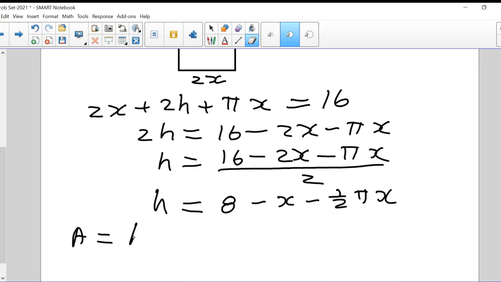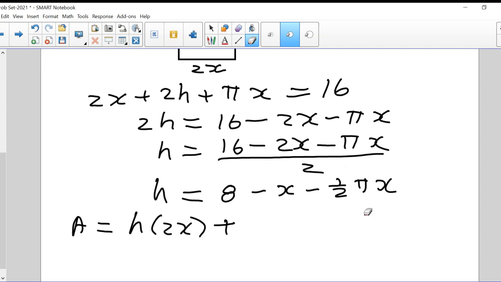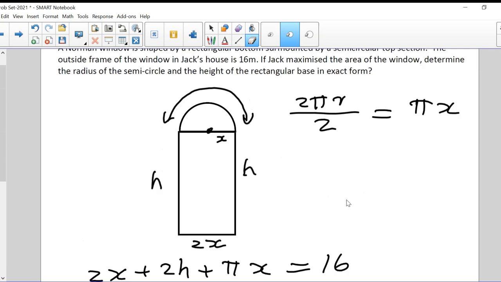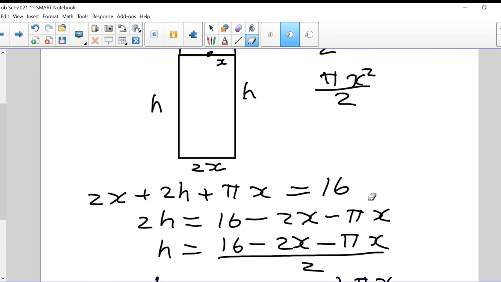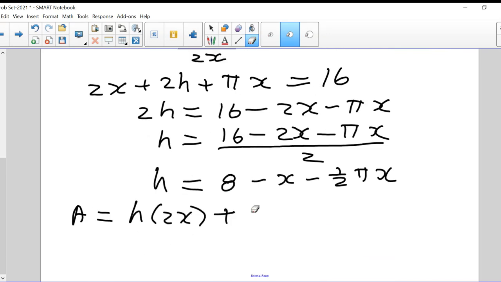plus, if you go back to the diagram, the formula for the area of a circle is, of course, pi r squared. We're going to say x in this case, pi x squared divided by 2, right? So that means I'm going to take the pi x squared divided by 2, and those two together would represent my total area. What do you think I'm going to do next, folks?